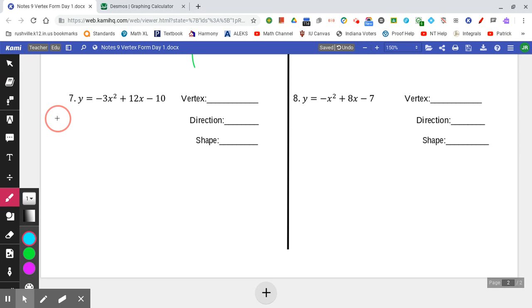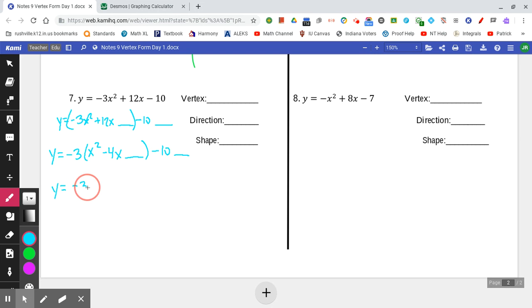So here what I'll do first is rewrite it to be y equals negative 3x squared plus 12x with a blank, and then a minus 10 with another blank to balance. I'll put parentheses around my trinomial, and then I'm going to factor out the a. So this is negative 3, and then I'm left with x squared, and then minus 4x, and then a blank, and then I still have my minus 10 and another blank. So I'm going to have y equals negative 3.